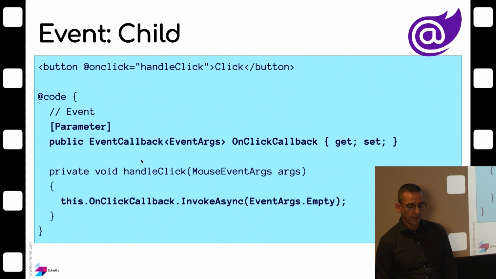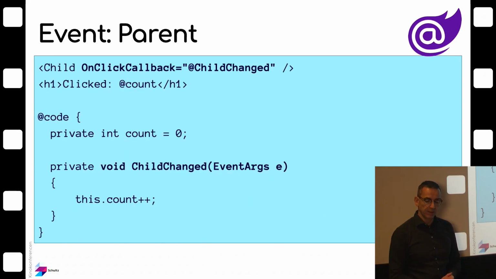The onClick callback, being an event callback, has an invoke async method. I call that method, I pass the data I want to pass, and then the parent, so I'll go back here, the parent is connecting to a method, so that method is then being called with the data that we sent.